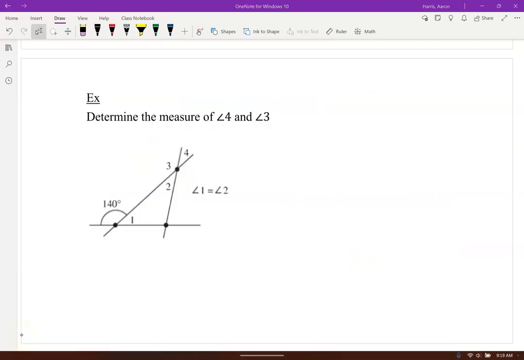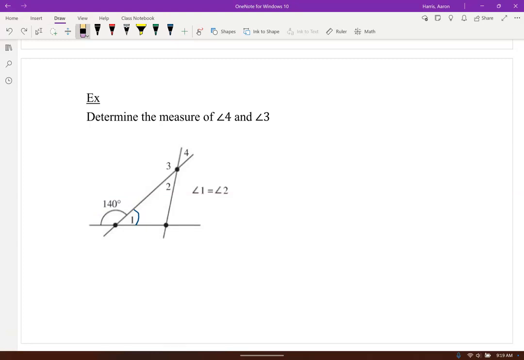Let's take a look at this next one. It says find the angle of angle 4. So angle 4 right here and angle 3 right there. What would those have to be? Well, first of all, it says this is given: angle 1 equals angle 2. So let's start with over here on this left-hand side. See the 140 degree? So angle 1 would have to be, because 140 and angle 1 have to add up to 180.